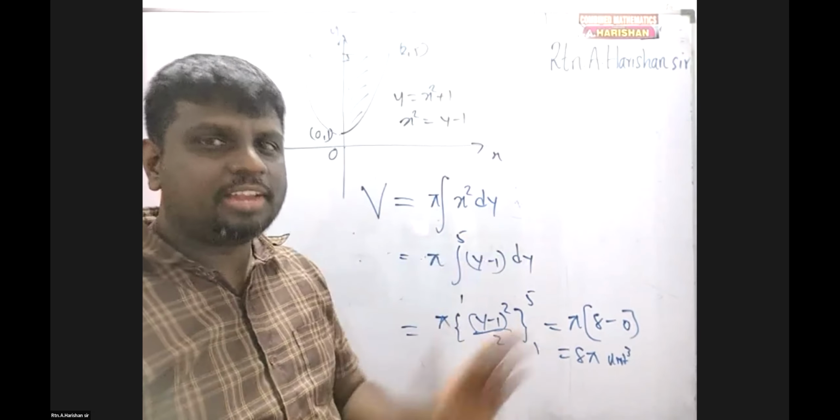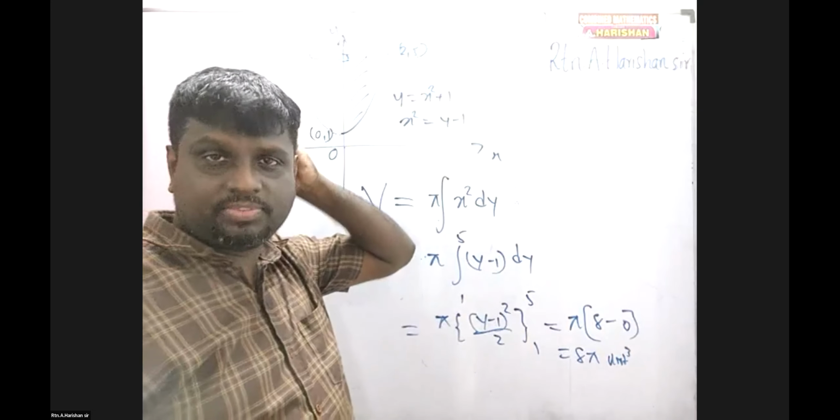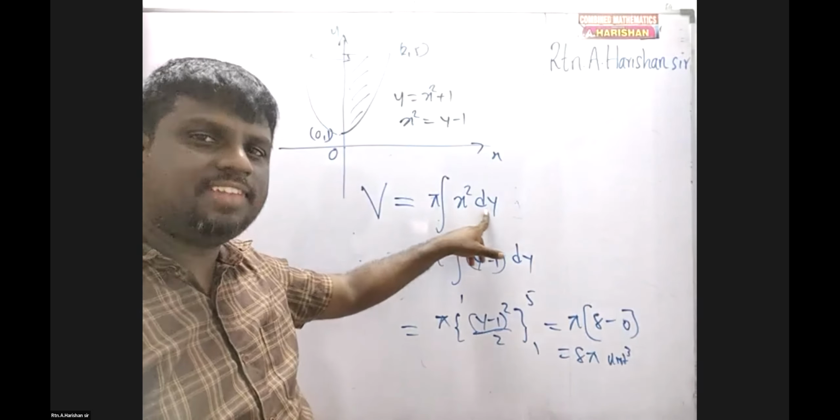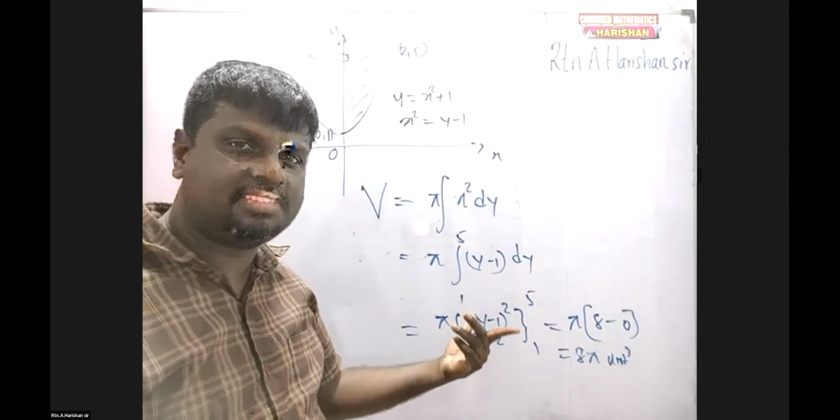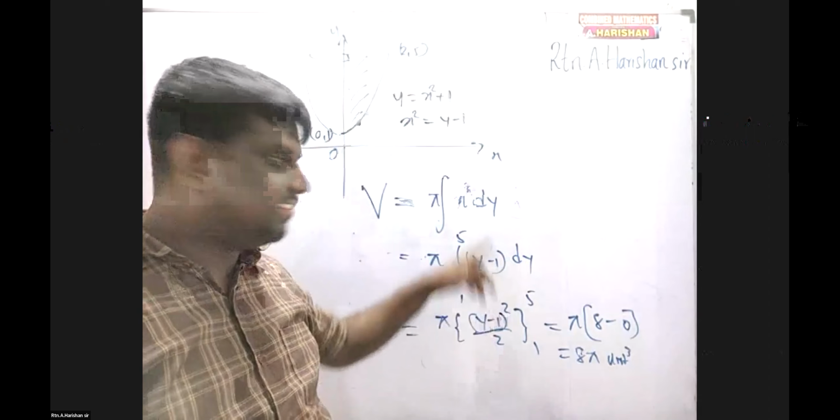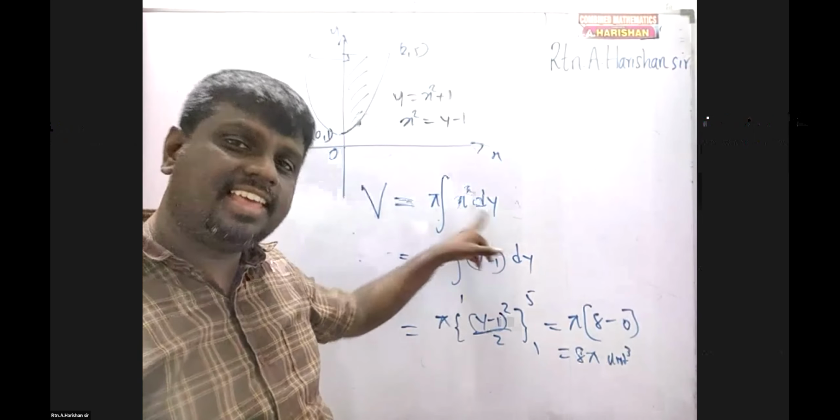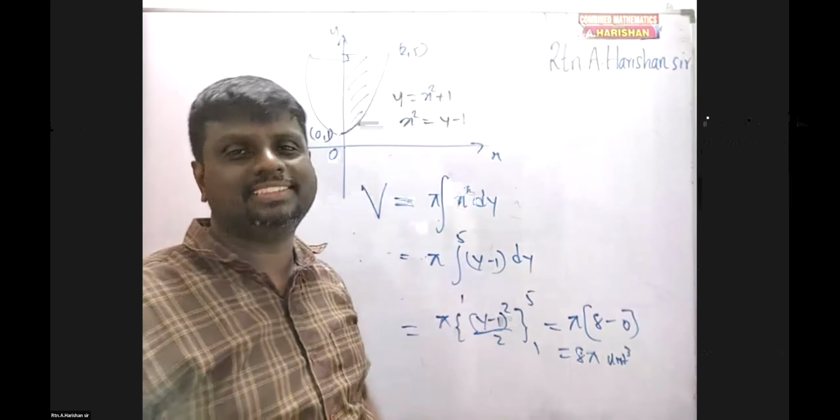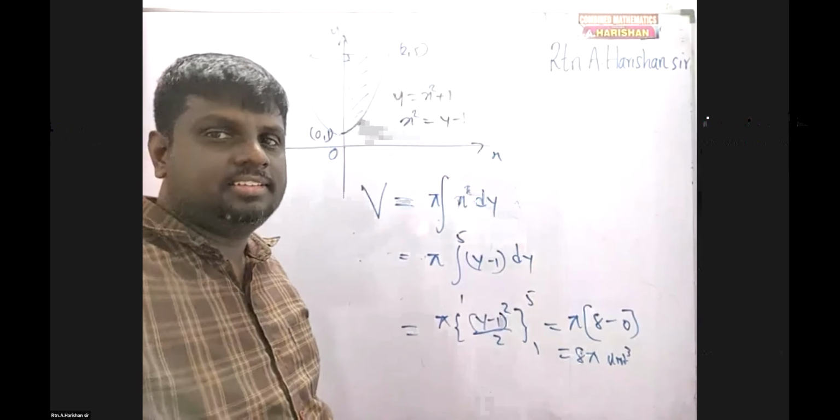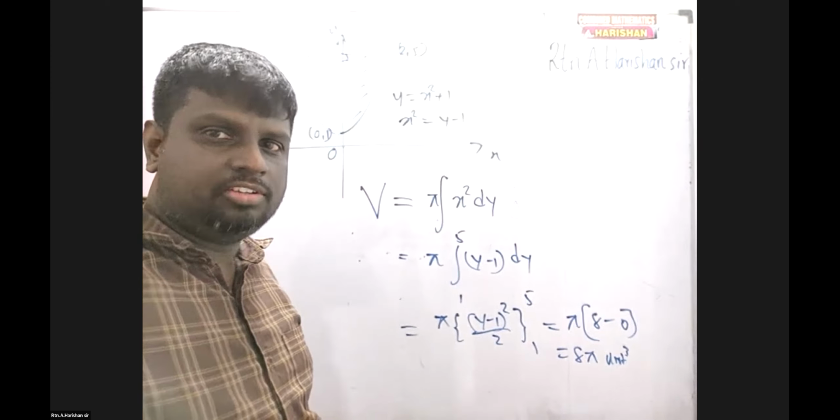Because they said it's rotated about the y-axis, I went for x squared dy. How did I know x squared dy? Because if dy is there, then it is rotated about the y-axis. If dx is there, it is rotated about the x-axis. If dy is there, this must be x squared. If dx is there, this must be y squared to find the volume. Easy. Do you understand, guys? Okay, so we go for the next one.